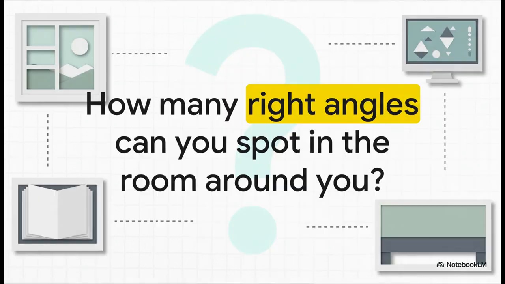Got it? And that kind of brings us to our final thought. Geometry isn't just something you find in a textbook, right? It's the literal framework of the world around you. So I'll leave you with this question. Just take a look around the room you're in right now. How many right angles can you spot? The corner of your screen, your window, that book on your desk? Go ahead, give it a try. I bet you'll be surprised once you start really looking.